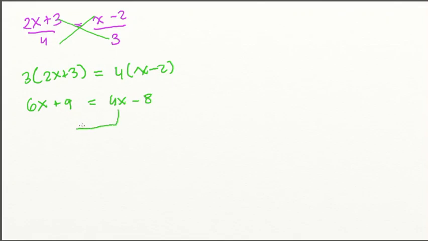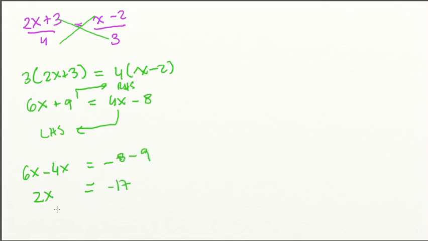Now we have to get all x's to one side. In this case, let's get them to the left-hand side, and all numbers to the right-hand side. So 6x minus 4x. 4x was positive. When it goes to the left-hand side, it becomes negative. That's going to be 2x, which is equal to, I had a 9, which was positive, and it will become negative. So negative 8 minus 9. So this is negative 17. Therefore, x will be negative 17 over 2. And you might tell me, oh, that's an ugly number. Yeah, it is, but it's right.